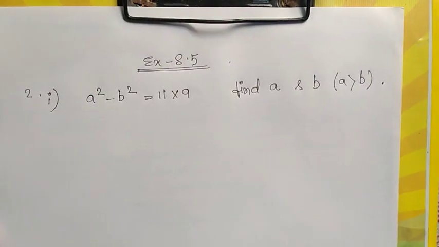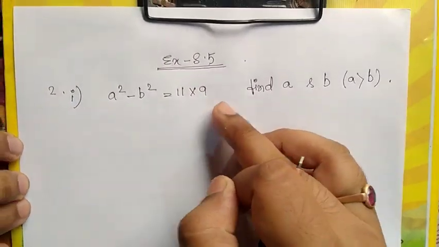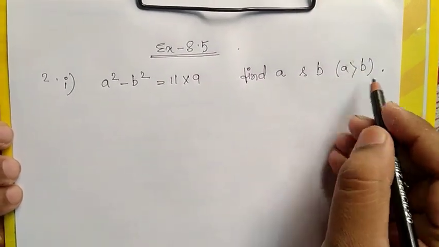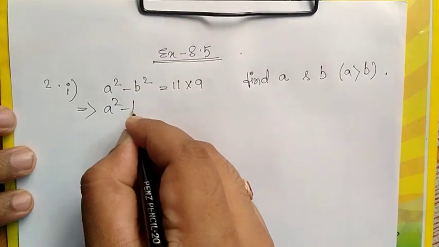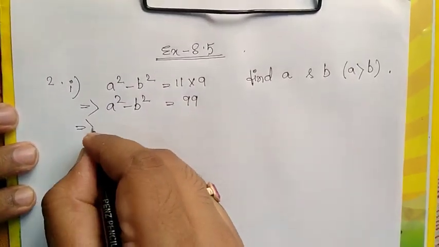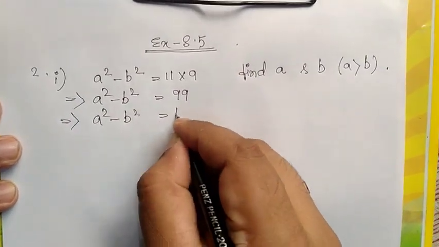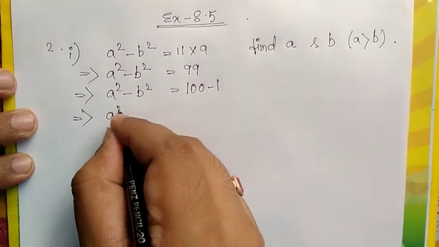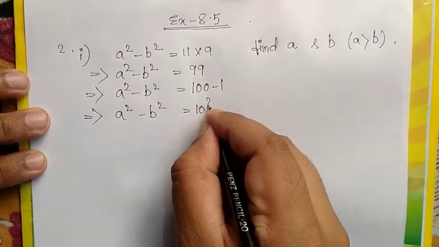Exercise 8.5, short question 2, part 1: a² − b² = 11 × 9. Find a and b, where a is always greater than b. Therefore a² − b² = 11 × 9, which means 99. After that, a² − b² = 99 means 100 − 1, so it can be written in this form.